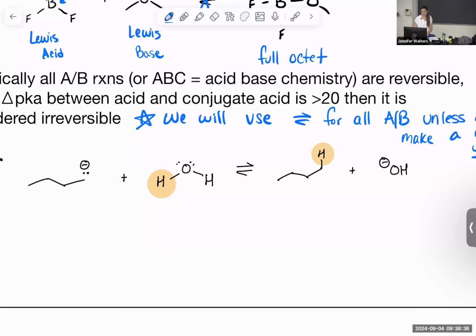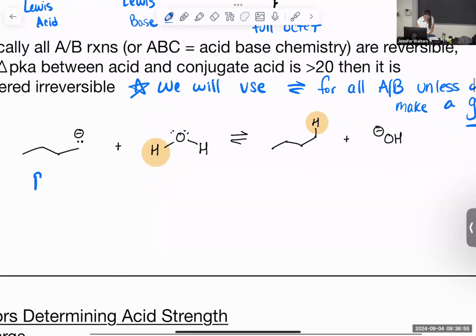So looking at this, what is my base? It's always the thing with electrons, right? So the thing with the negative charge. Just like how hydroxide is that O minus. Seeing that negative charge is telling me base. This is my base. My acid is the water.